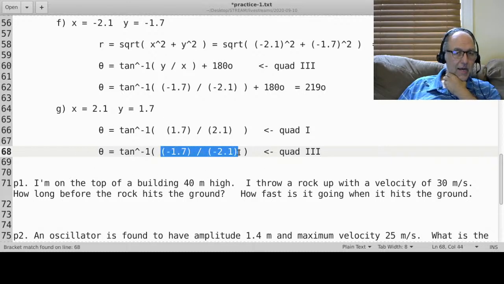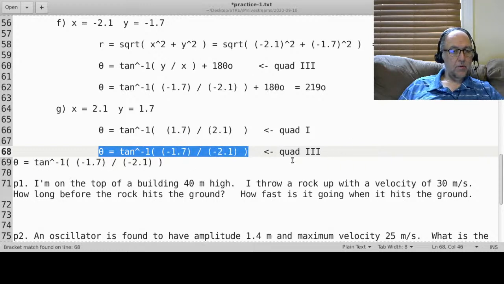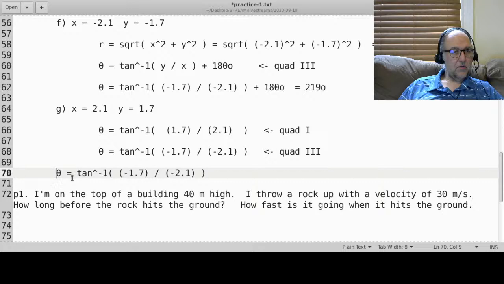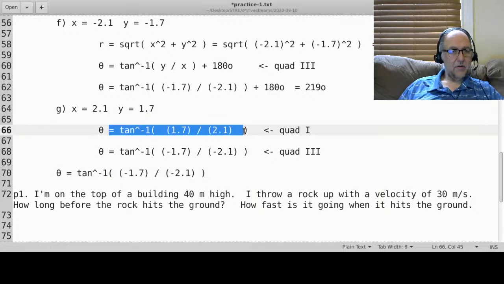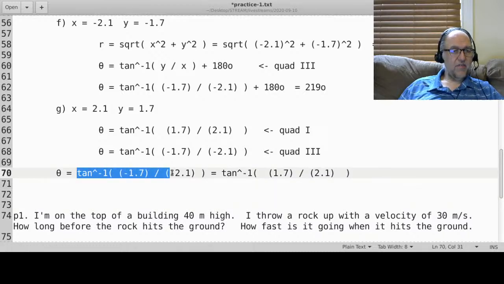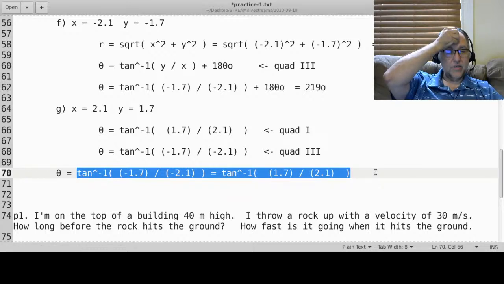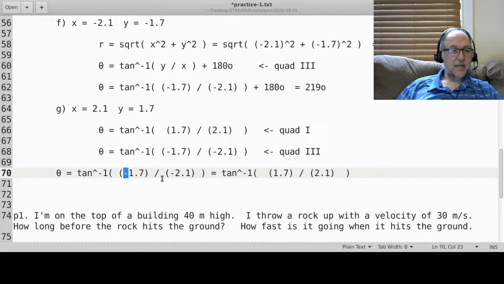Well, take a look at this y divided by x value there. Notice that the y value is negative and the x value is negative. So if they're both negative, a negative number divided by a negative number, you could just cancel out the negatives. And so this value here, let me write it on the next line like that, that value there is exactly equal to that value there. Okay? In other words, this value here, which should be in the third quadrant, actually turns out to be an angle in the first quadrant. Now, why is that? Why does it turn out that way? Well, because the two negative signs here cancel.